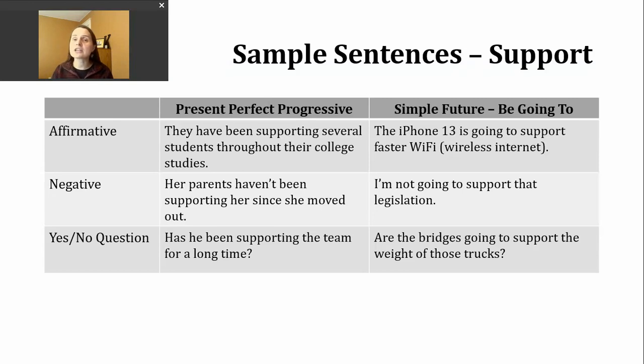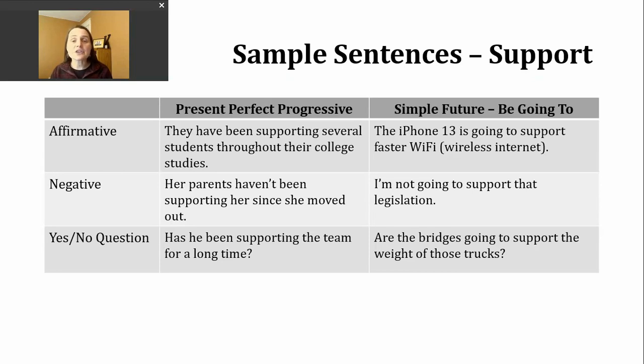So if our subject is I, we're going to use am. If our subjects are you, we, or they, then we'll use are. And if our subjects are he, she, or it, we'll use is. Then we'll use going to, and then the base verb to make this simple future tense.